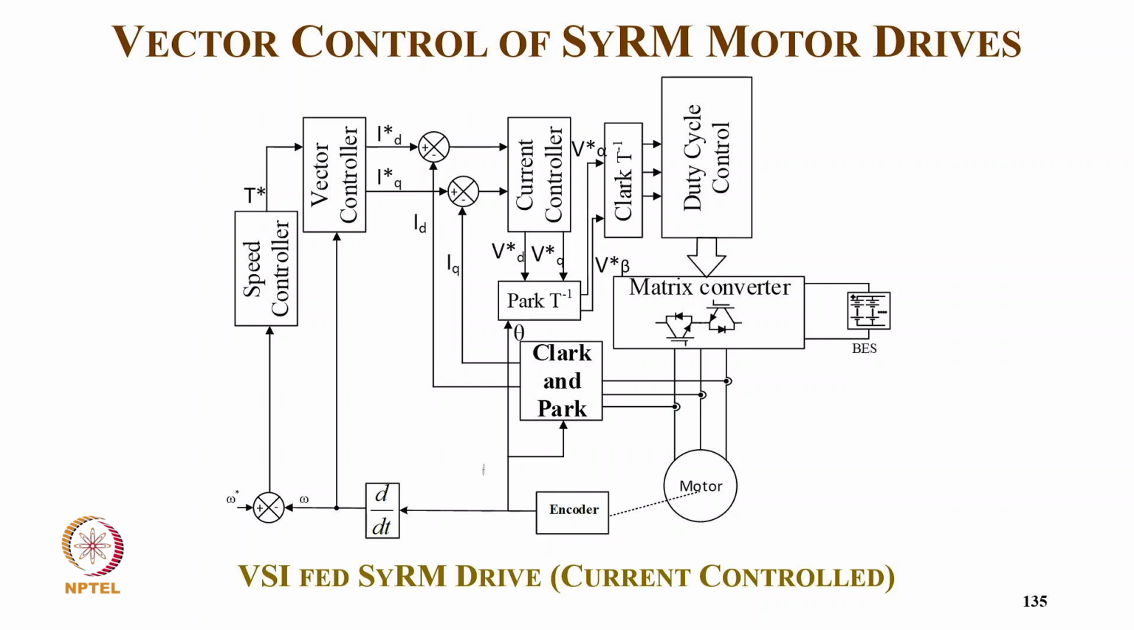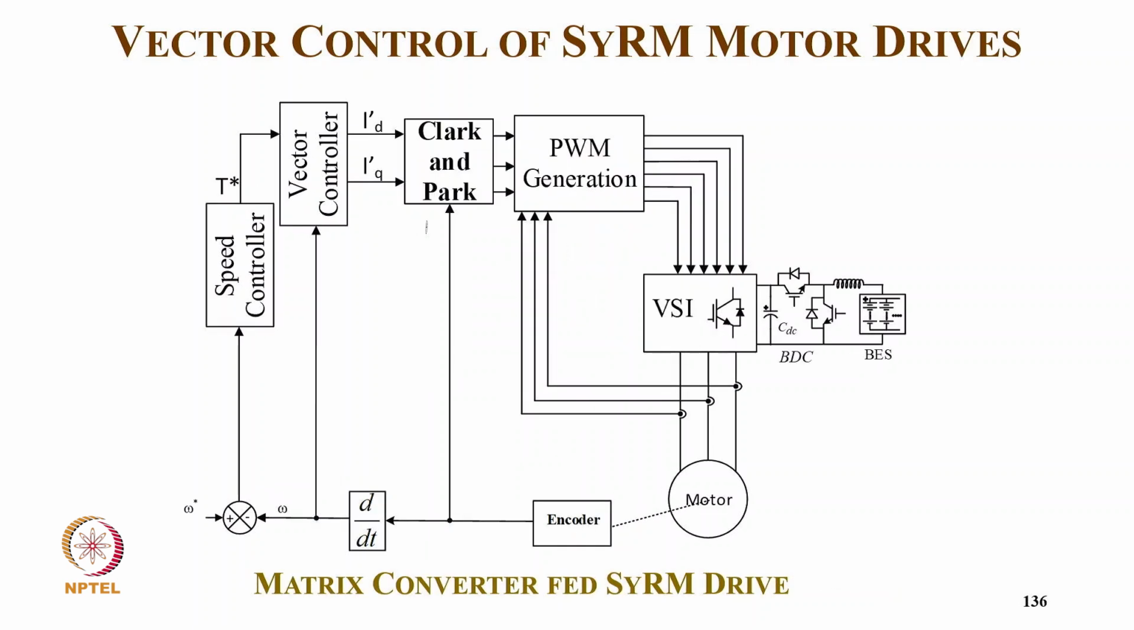So here also again we have an encoder to get the position, from position the speed, then the reference speed is there, then speed controller. Then with the speed and torque to vector control, we calculate ID IQ reference, and with the sensed current we go to the Clark and Park transformation to get ID IQ, and then we go to current control with VD VQ. We use the inverse Park transformation with theta to get V alpha beta, and then we convert from inverse Clark transformation to get VA, VB, VC for duty cycle control of this matrix converter.